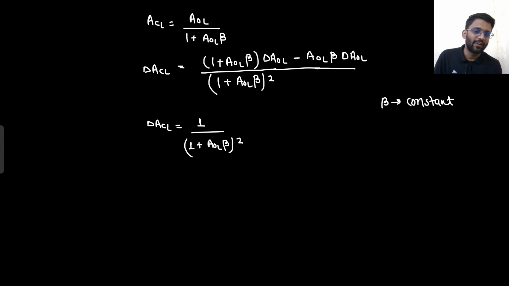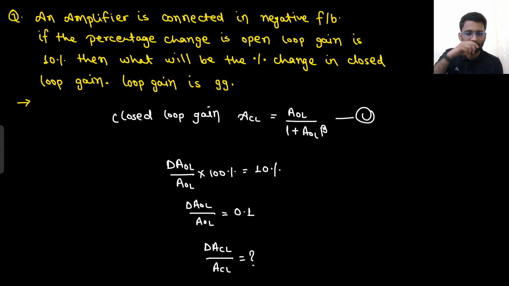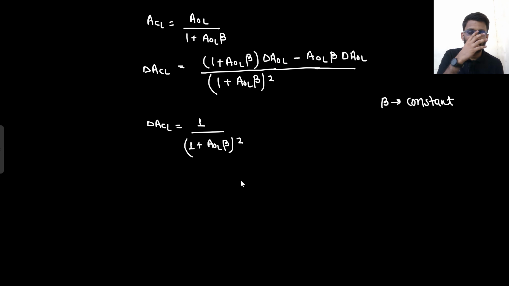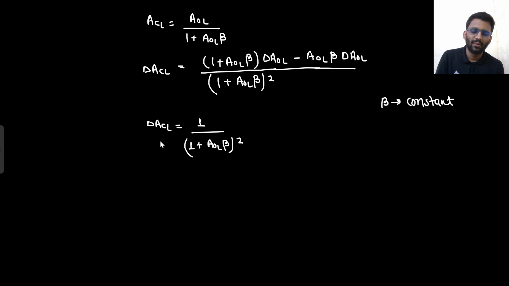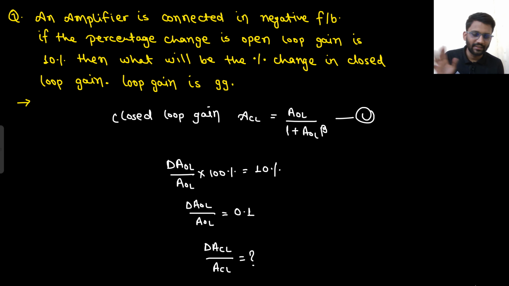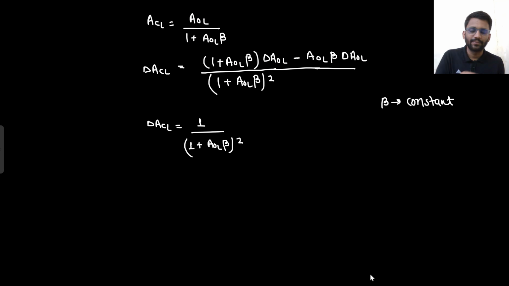Now you have the value of AOL beta because open loop gain is given. So from here also you can get to the final answer, but no, you cannot get to the final answer, because what you need to find is delta ACL by ACL. So what can I do now? Yeah, one point I missed. Here it should not be 1, it should be delta AOL.